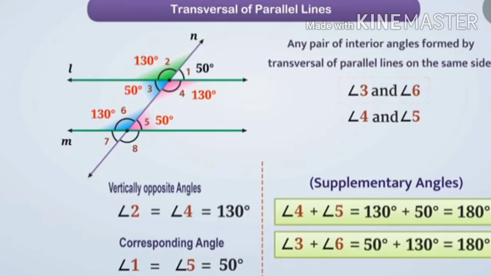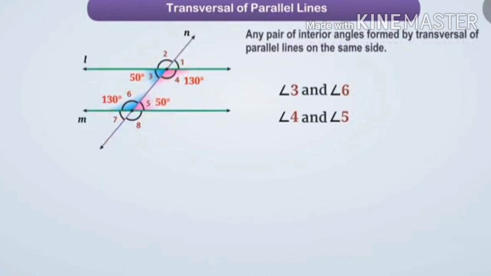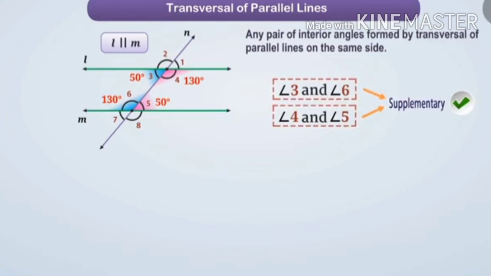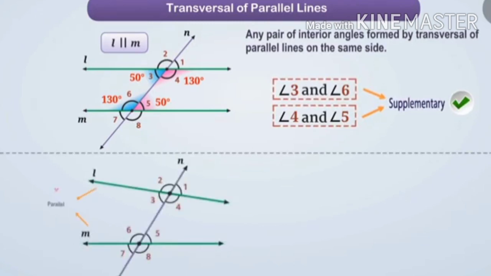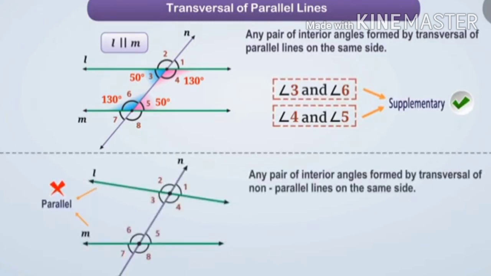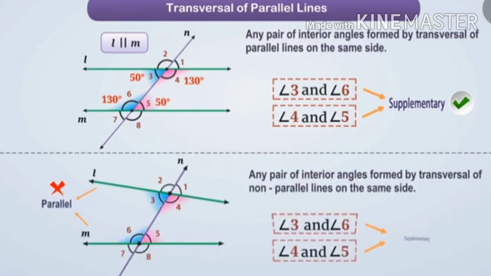This shows us that if two parallel lines are cut by a transversal, then each pair of interior angles on the same side of the transversal are supplementary. If the lines are not parallel, then each pair of interior angles formed on the same side of the transversal is not supplementary.